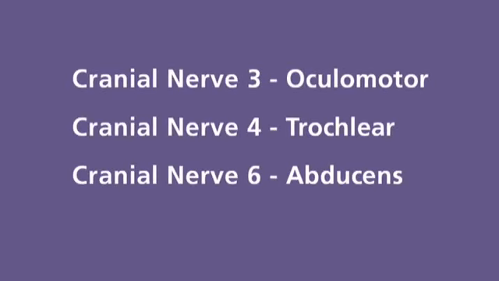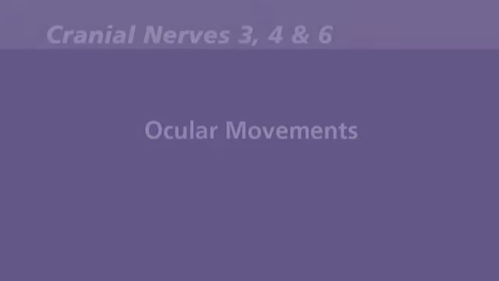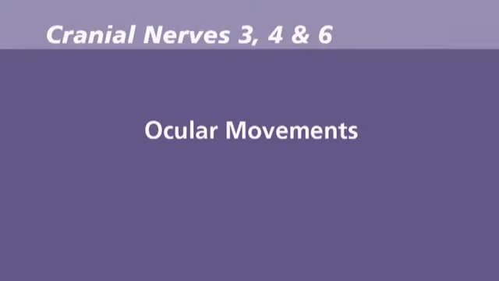The cranial nerves 3, 4 and 6 are usually examined together. The tested components are the ocular movements and the pupillary reactions. First, I look at the ocular movements. I check the normal resting position of the eyes and then the full range of movement.